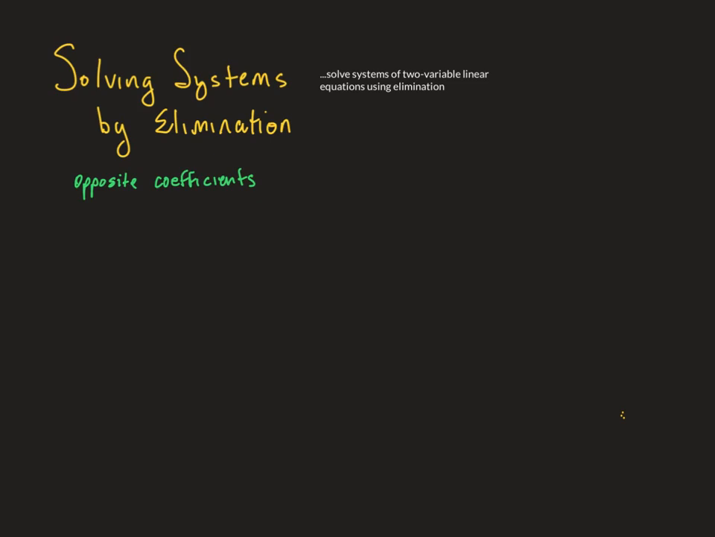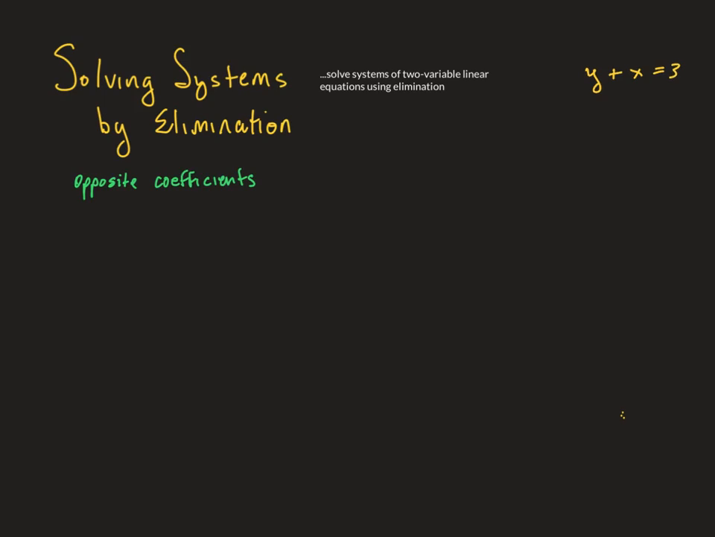Continue to work with solving systems of equations by elimination. What we're going to do is solve systems of two variable linear equations using elimination. The concept of elimination is, if we have an equation with two variables, so if I have y plus x equals 3, excuse my birds.